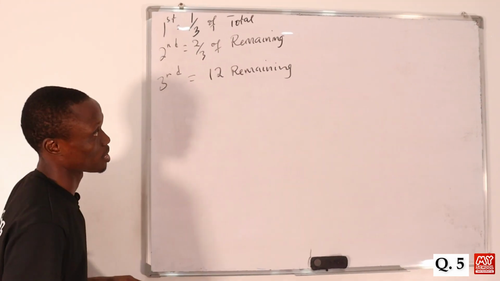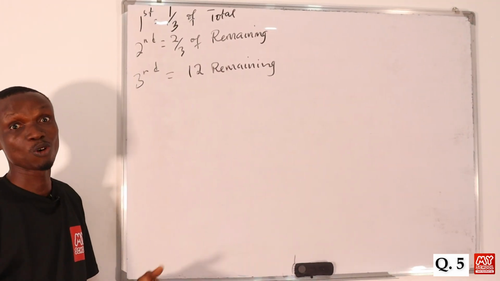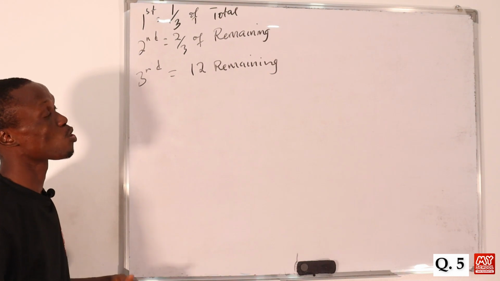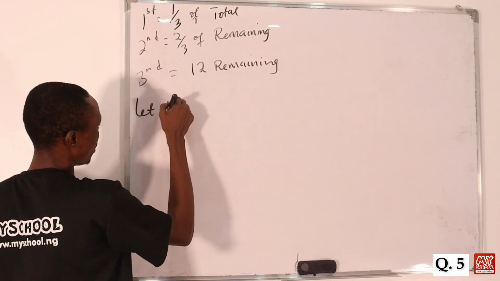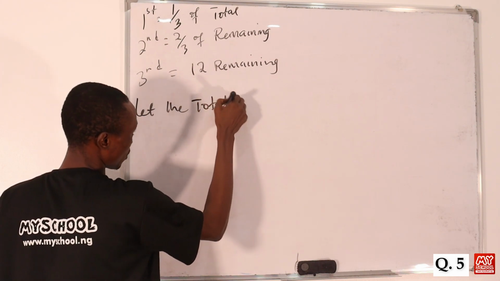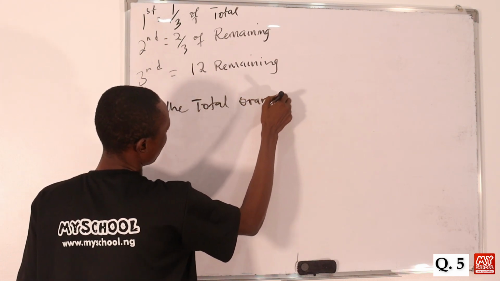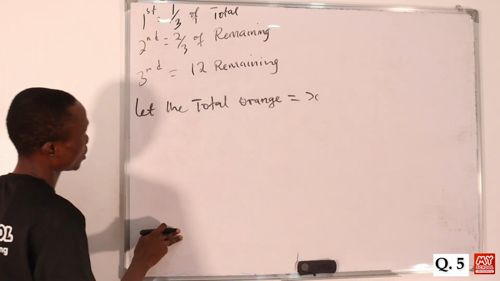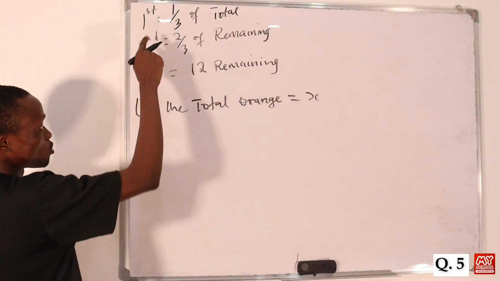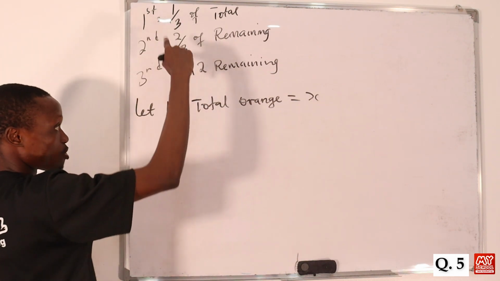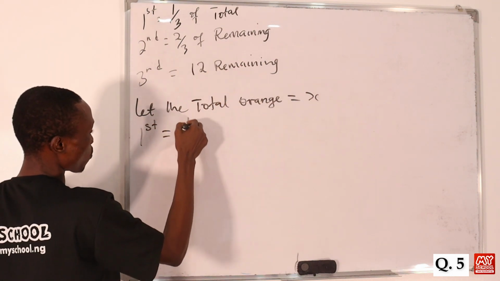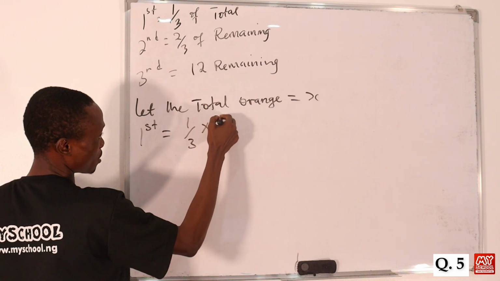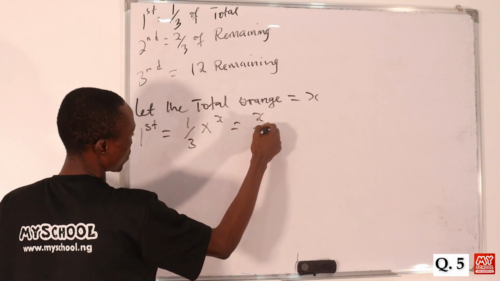To solve questions like this, first of all, you ask yourself, how many oranges did they share? We don't really know. So in this case we say, let the total oranges shared by the 3 boys be equal to X. The first person, according to the question, received 1/3 of the total oranges. So the first person's share is going to be 1/3 times X, and this will be X/3.